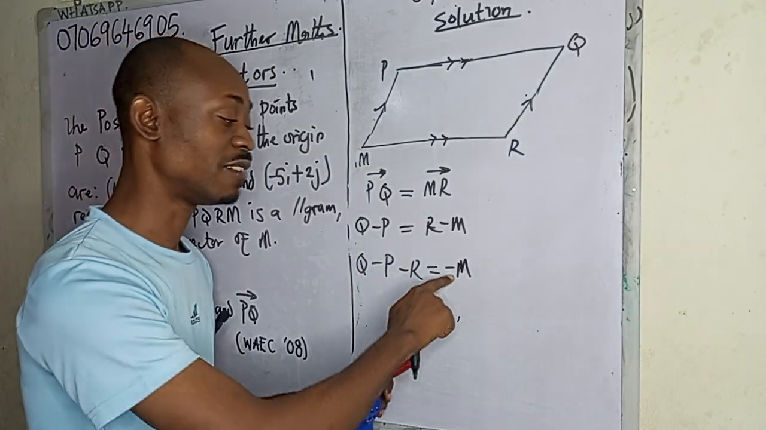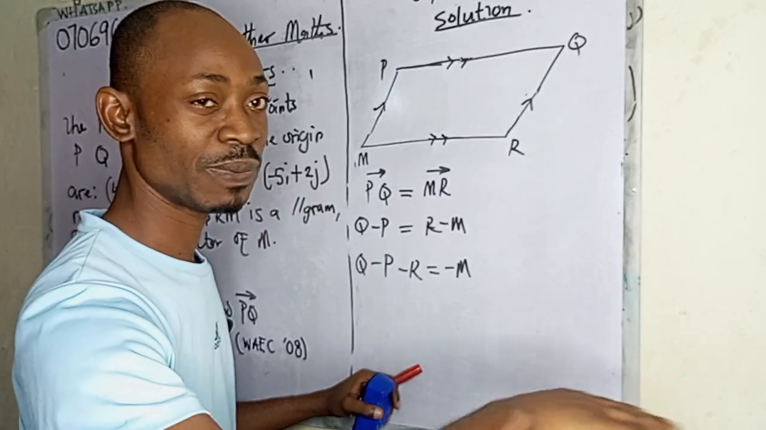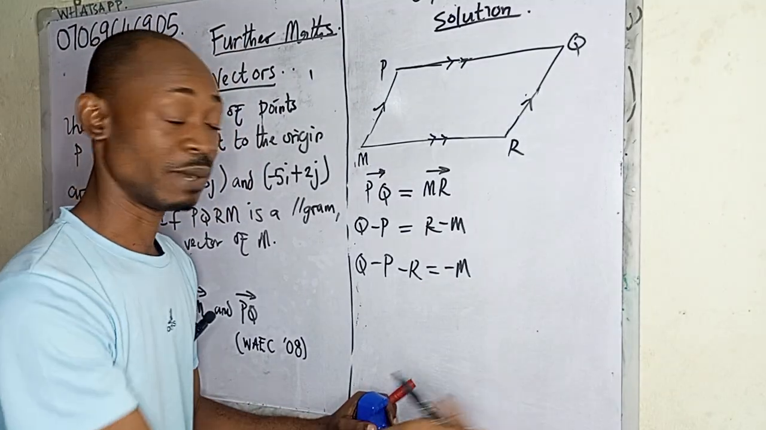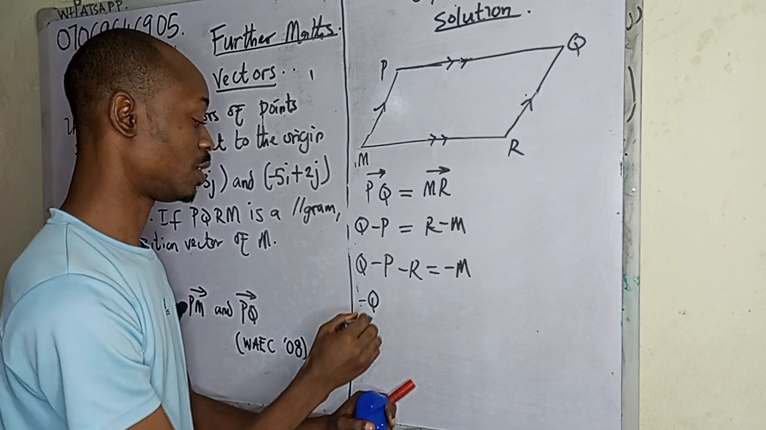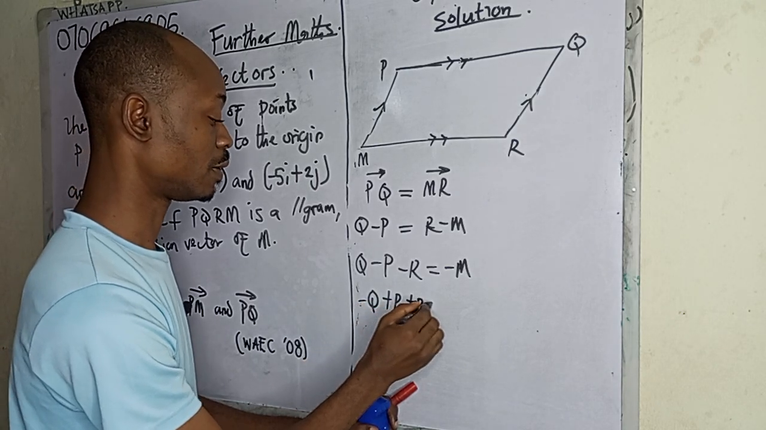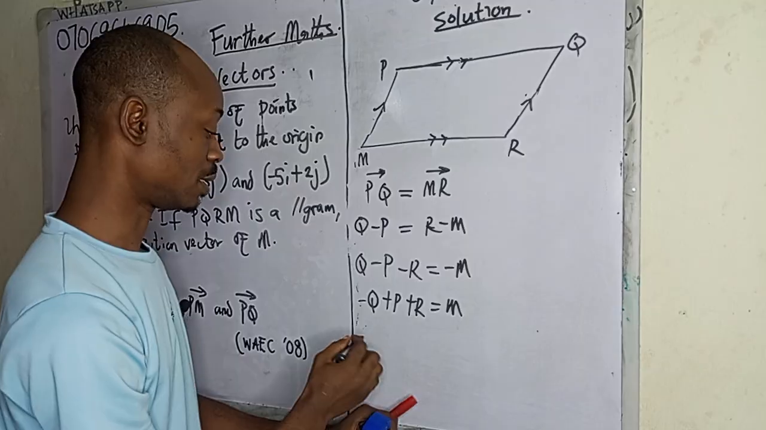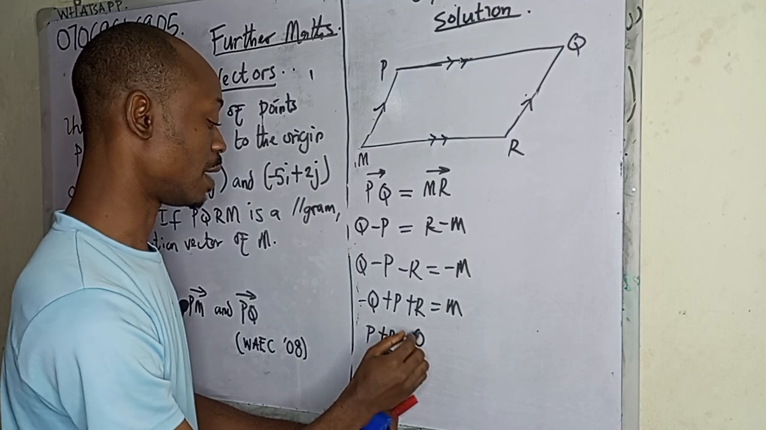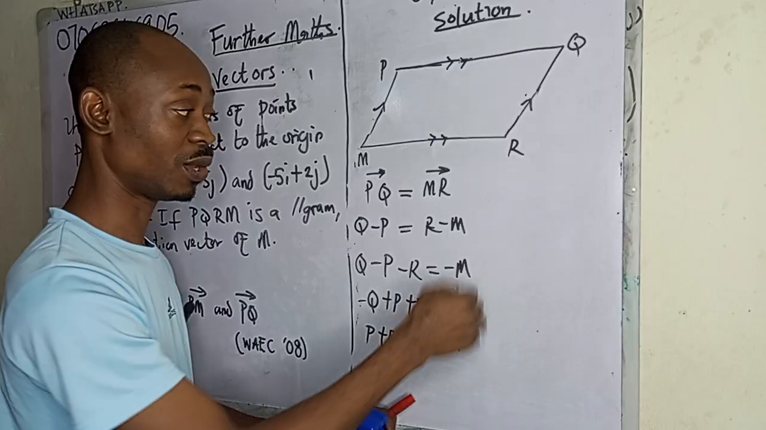minus M. M is having minus, so we can just multiply through by minus to get rid of the negative that M is carrying. So multiply through by minus, we're going to get minus Q plus P plus R equals M. Let's rewrite this. We have P plus R minus Q equals M. They are still all the same thing.